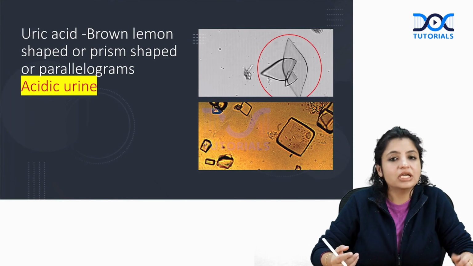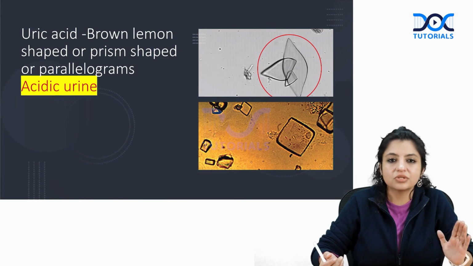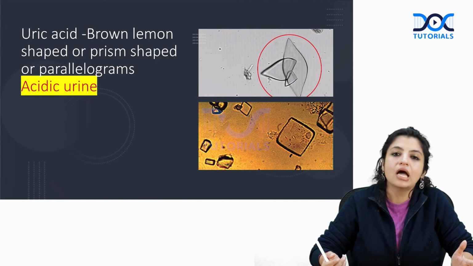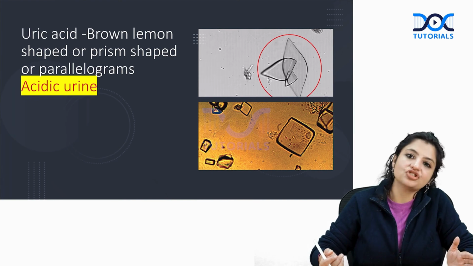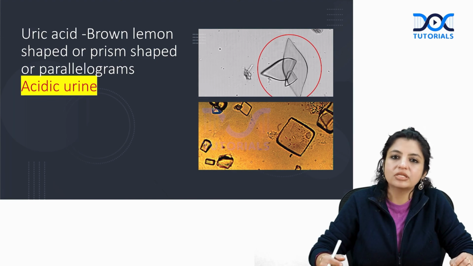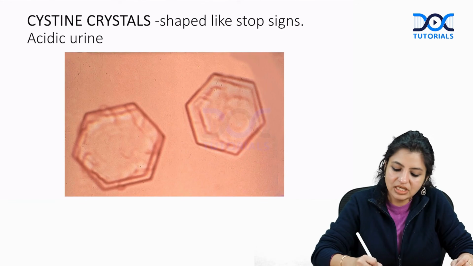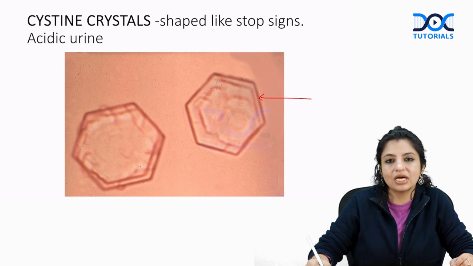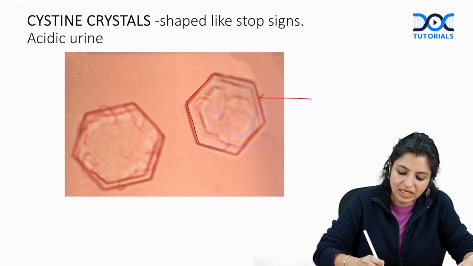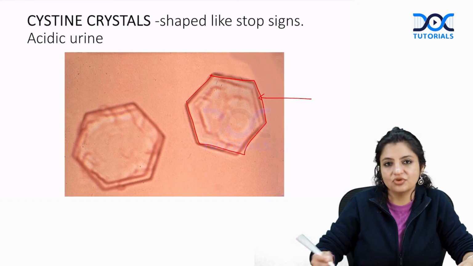Let's go to the next crystals in the acidic urine. So CO is over, U is uric acid. We have seen it is like a parallelogram, and again they are seen whenever the patient has tumor lysis syndrome. Apart from that, you have to remember the cysteine crystals. Cysteine crystals are like stop signs. These are cysteine crystals that you have to remember.